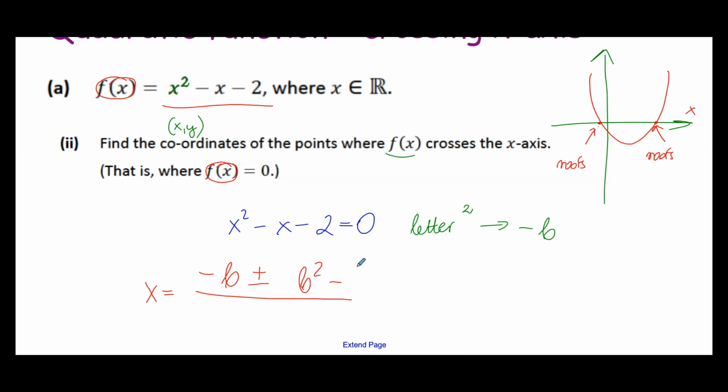And the next thing, we have to identify what is A, B, and C in our particular equation. So A is what? A is a number that stands beside x to the power of 2. In our case, there is no number beside x squared. But if there is no number, what do we have? 1. So our value of A will be 1.